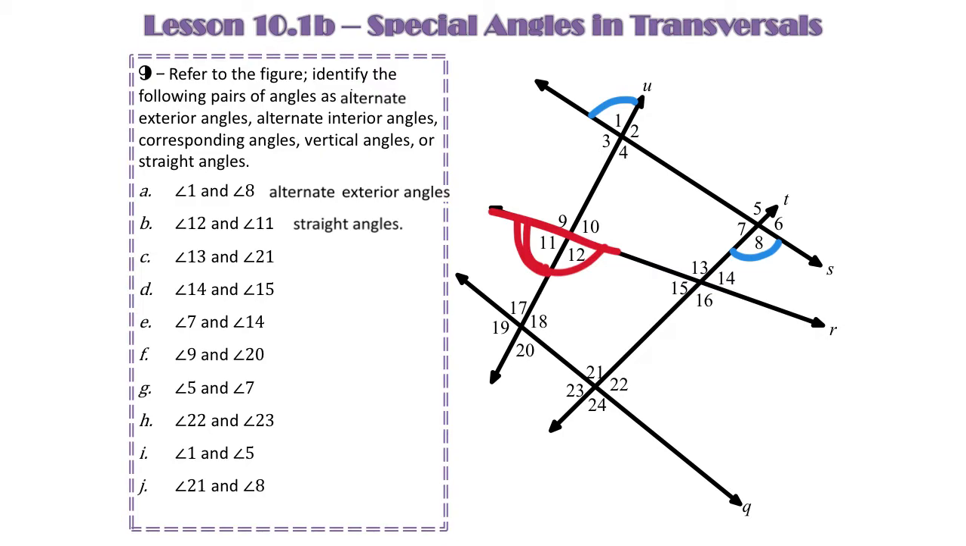So 13 and 21, let's identify 13, 21. We see those are on the same side of that line T. They're in the same position at different intersections, right? I'd say that's like top, and this one's the top as well. So those are corresponding angles.